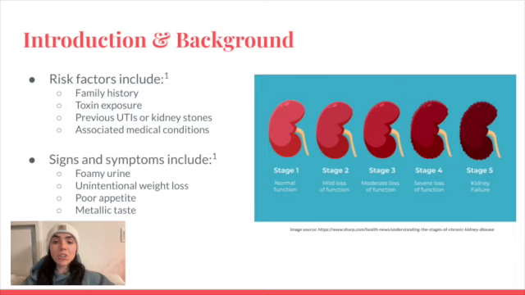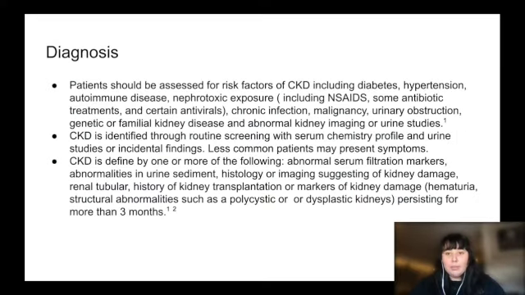The image on the slide here shows all 5 stages of CKD, but for our presentation, we're going to be focusing on stages 3 and 4. Diagnosis of CKD. Patients should be assessed for risk factors of CKD, including diabetes, hypertension, autoimmune disease, nephrotoxic exposure, including NSAIDs, some antibiotic treatments, and certain antivirals, chronic infection, malignancy, urinary obstruction, and genetic or familial kidney disease, and abnormal kidney imaging or urine studies.